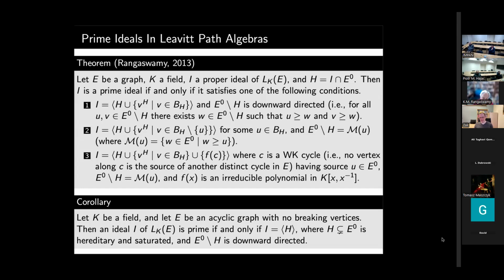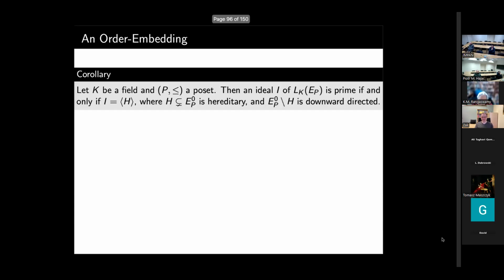And here, downward directed is in graph terms. I put the definition of that in point 1, and it is what you would imagine. It means that if you take two vertices, you can find a third vertex to which they both send paths. So it's inspired by downward directed from partially ordered sets. Now, these graphs that I just constructed are indeed acyclic, and they have no breaking vertices because anytime a vertex sends a path or an edge anywhere, there's infinitely many edges doing the same thing.